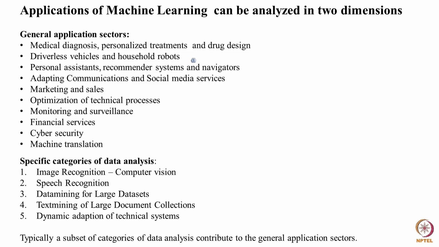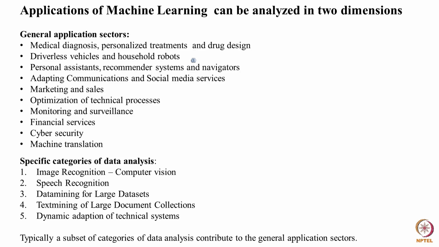So in order to give you some aid in analyzing what is really going on with respect to application, what I've tried to do on the current slide is to separate what I call general application sectors from what I call specific categories of data analysis. The general application sectors are, I would say, trivial or straightforward. They are well recognized. Medical diagnosis, personalized medical treatments, drug design, driverless vehicles and household robots, personal assistant, recommender systems and navigators, adaptation of communication and social media services, marketing and sales, optimization of technical processes, monitoring and surveillance, financial services, cybersecurity, machine translation. All these are rather common sense application sectors.